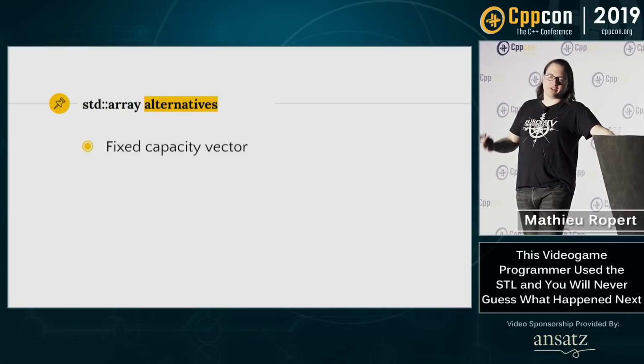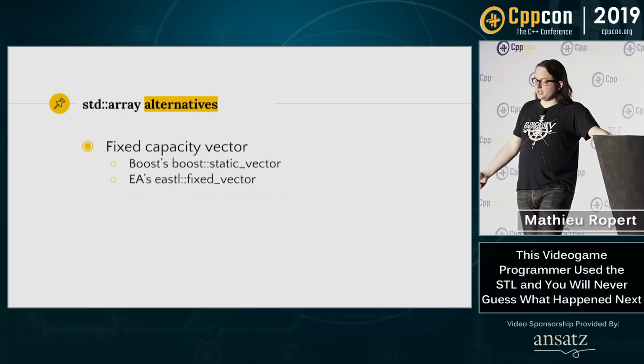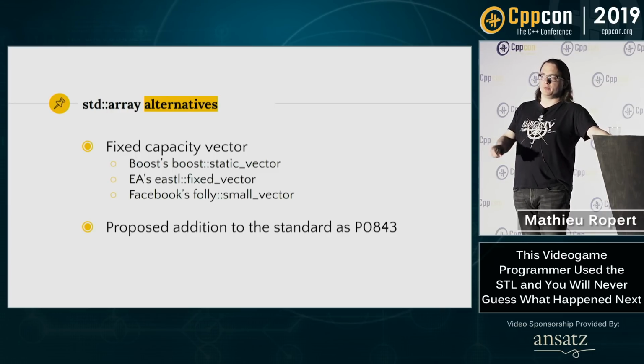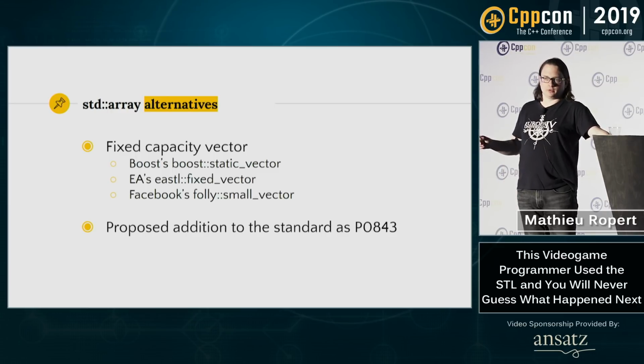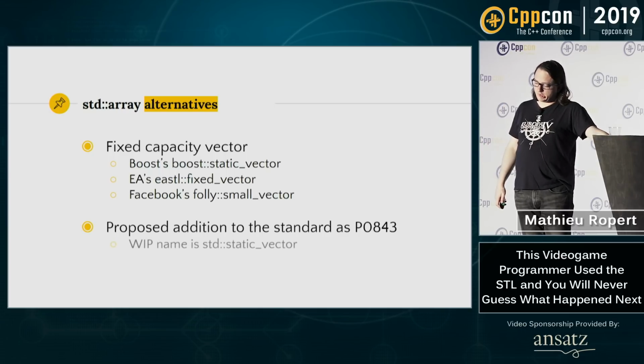So we want a fixed capacity vector, basically. Boost has one, STL has one, Facebook has one. And actually, someone proposed it to the standard. I'm not sure what the status of the paper is right now, but there's a paper on it, and I think it's still moving forward. So hopefully, we will get it at some point. The name is static vector. I don't like it, but that's just me.